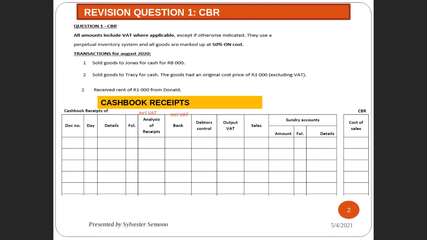So let's just quickly go through this again, because I'm going to need the totals for this, because today I must also show you how to transfer to the ledger. So I know I've done this, but we can quickly go through this. Please, if you don't understand, you need to make sure that you tell me.